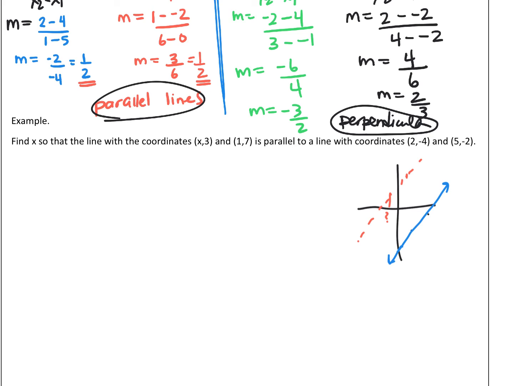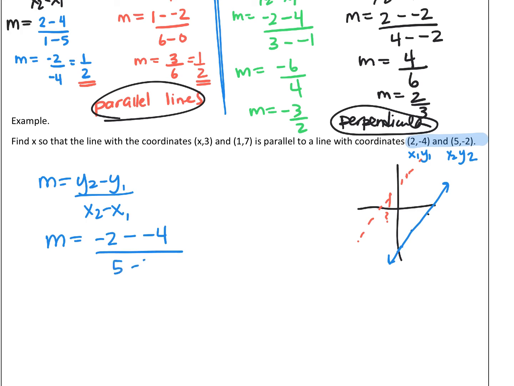So what I need to do first is find the slope of that blue line. Okay, so I want to find the slope of this guy here. So my slope of that is y2 minus y1 over x2 minus x1. Let's number them here, x1, y1, x2, y2. Okay, so then I know that my slope is -2 take away -4. Again, be careful with your signs. Over 5 take away 2. So -2 plus 4 is 2 over 3. Okay, so now I know that the slope of my red line is 2/3.